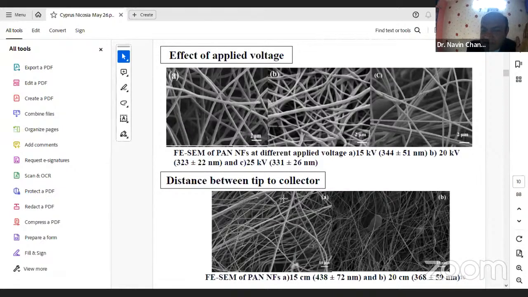If we talk about the distance between the tip and the collector plate, if we keep the distance at 15 centimeter, then it gives 438 nanometer size.